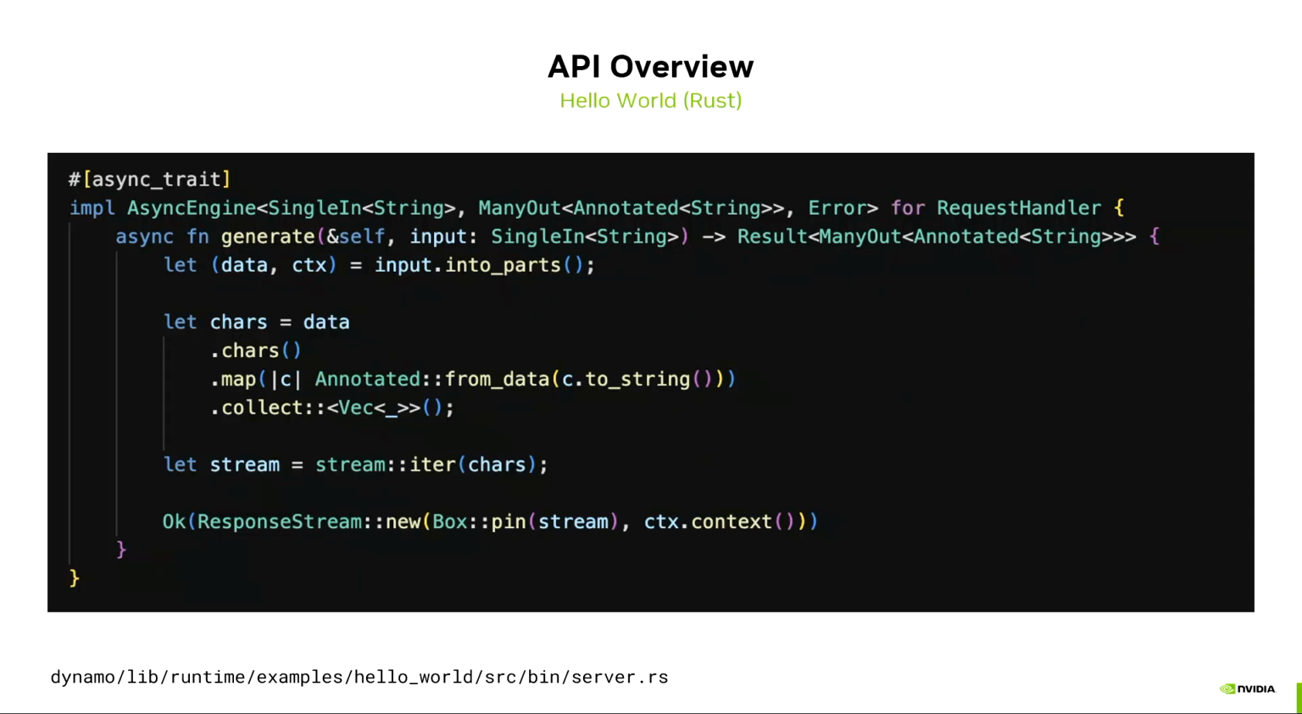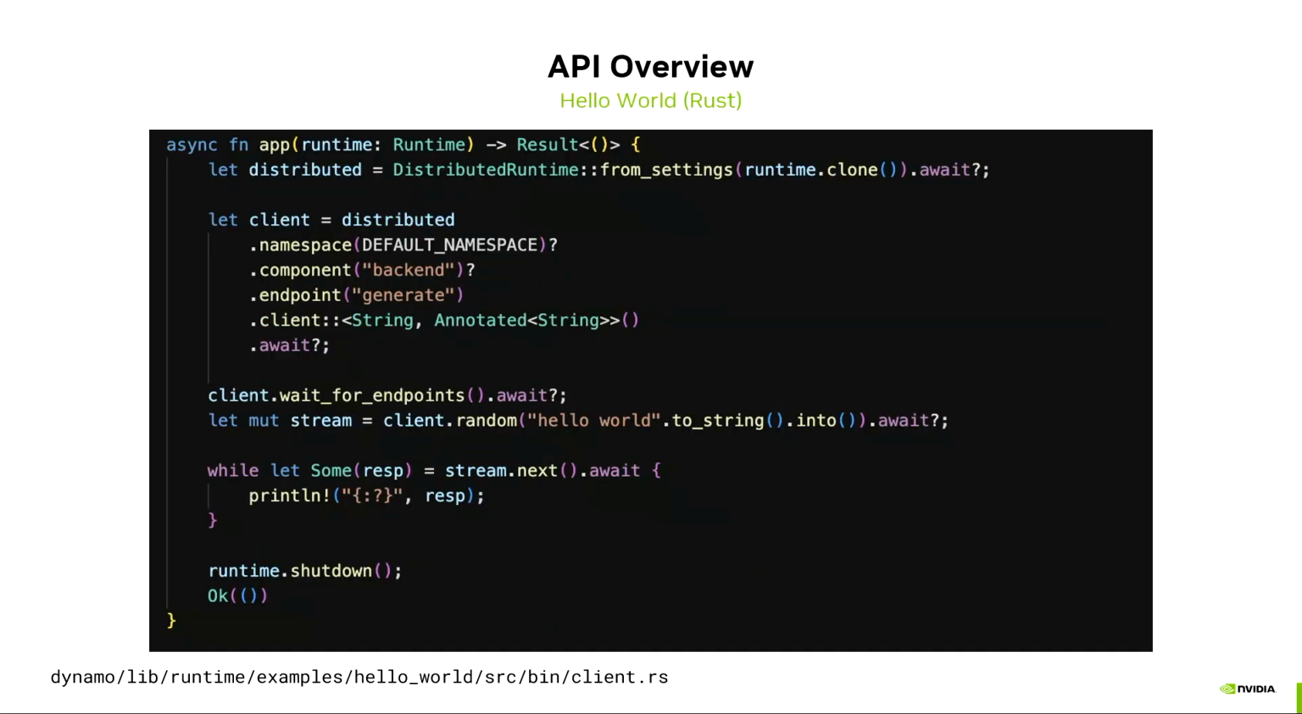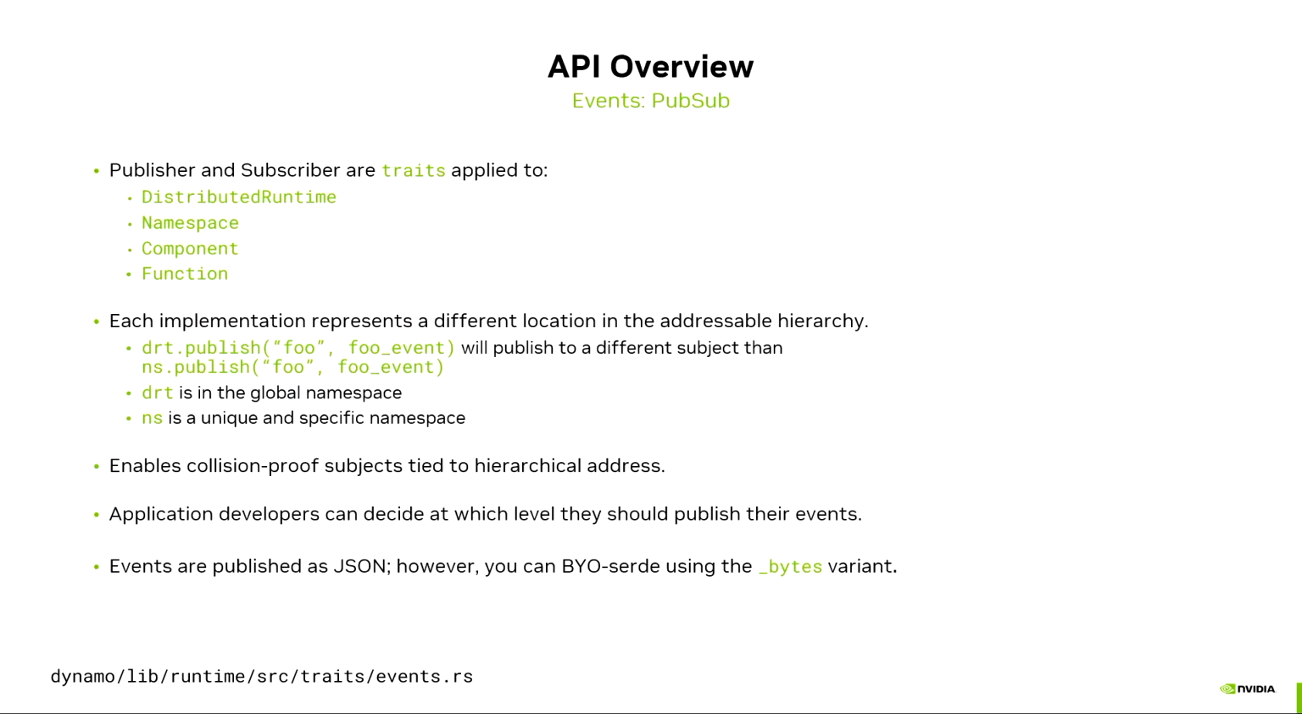One of the things I just want to point out at the top, you see that we have single in, many out. The entire Python API is single in, many out. The Rust API can be far more advanced, although we only have implementations for single in, many out. We do have ambitions to do more in the future, but we want to focus on what we're good at. And again, you can call it in the same way. Rust client looks much the same. That's the request response paradigm.